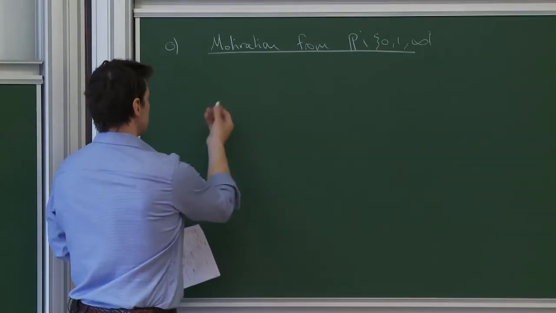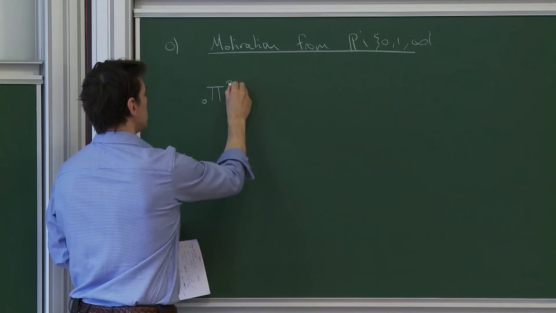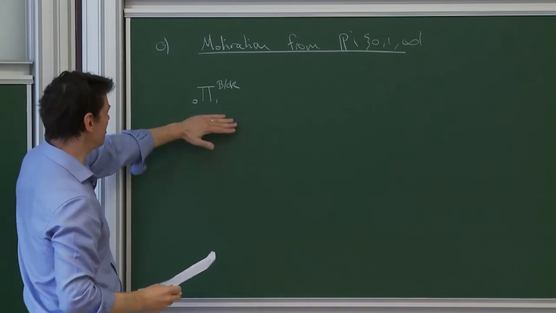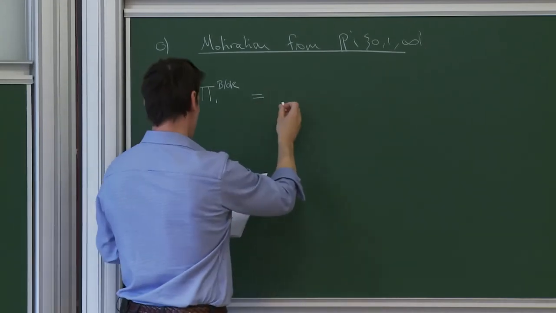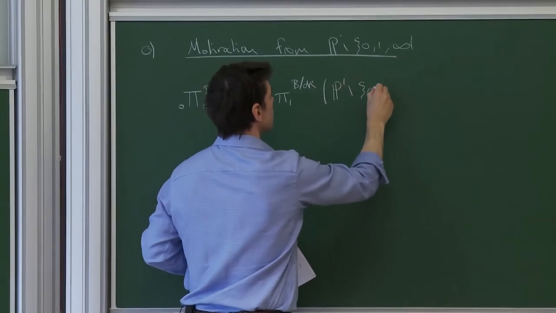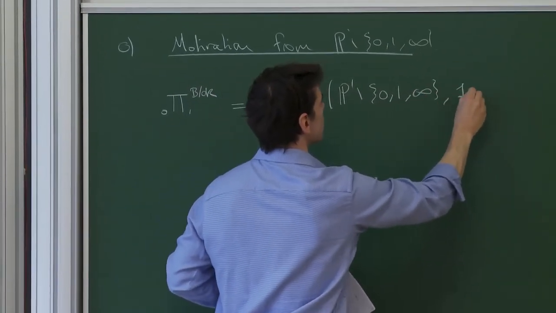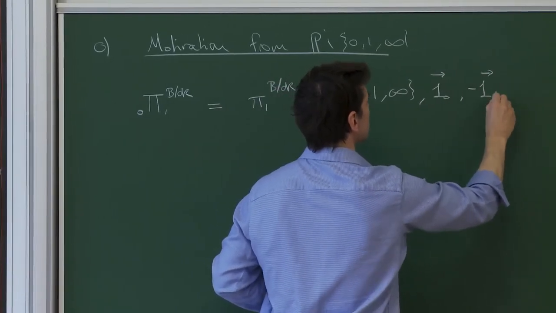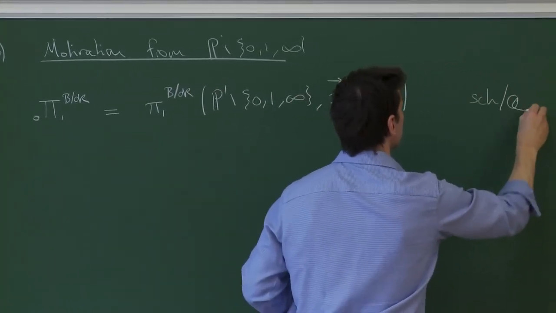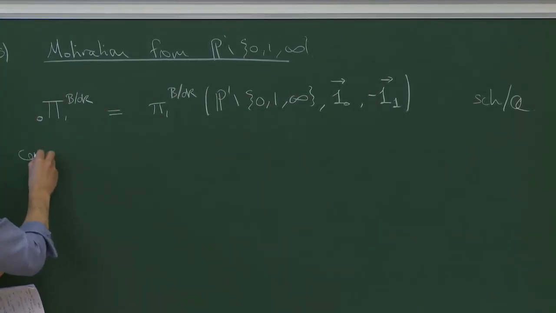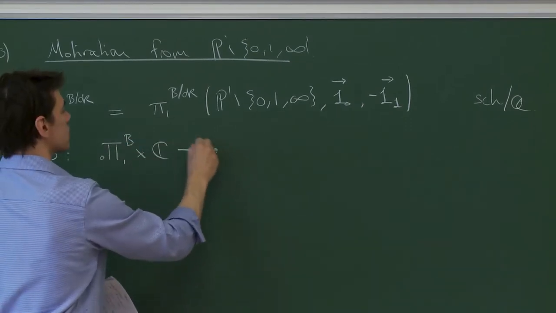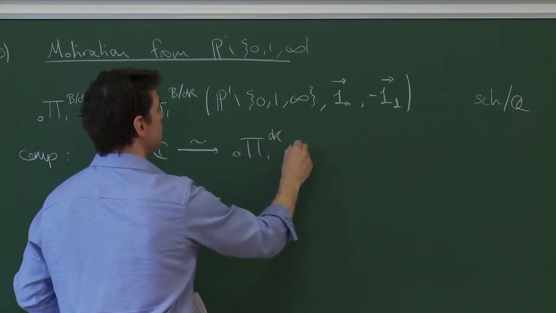So what we have here, as I've mentioned a few times already, are the Betti and de Rham fundamental groups. Oh, sorry, they're not fundamental groups. They're fundamental torsors of paths because we're going from 0 to 1. So this is the unipotent completion, or the de Rham pi 1 of P1 minus 3 points from a tangent vector at 0 to a negative tangent vector of length 1 at 1. And these are schemes over Q. And they are related to each other by a comparison isomorphism. So this is a morphism of schemes.